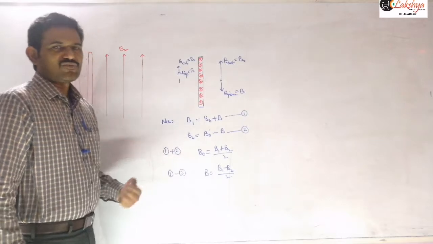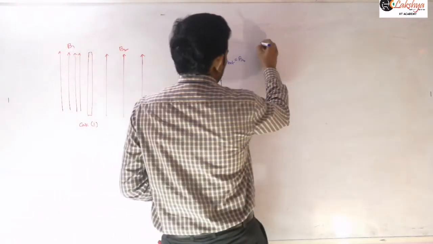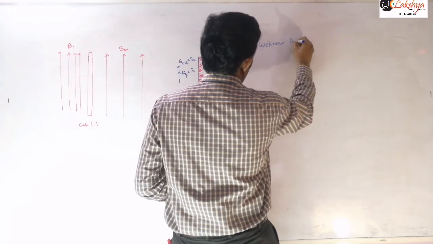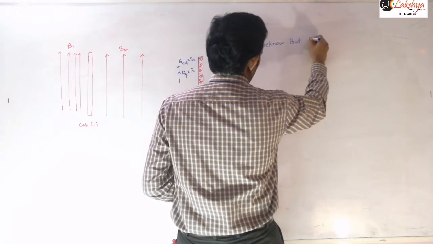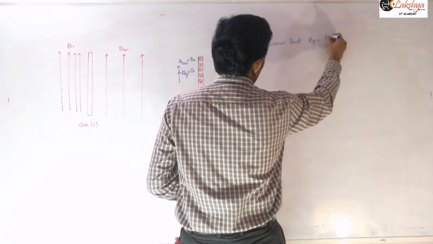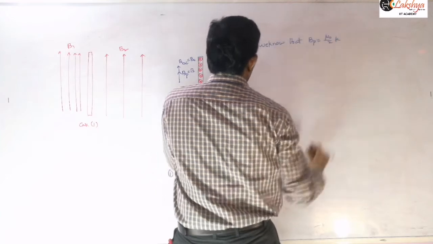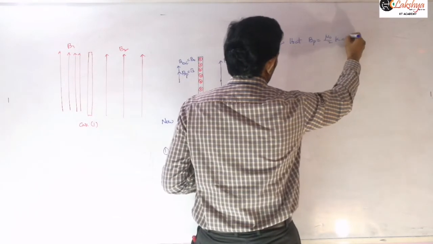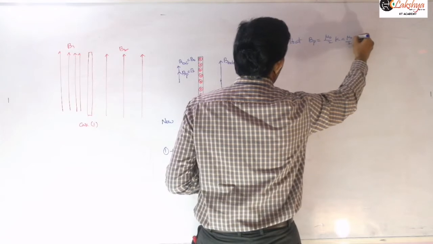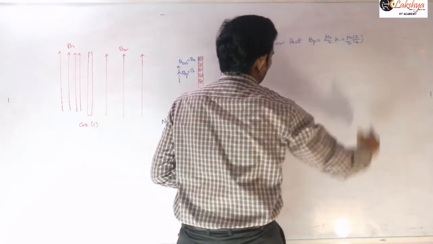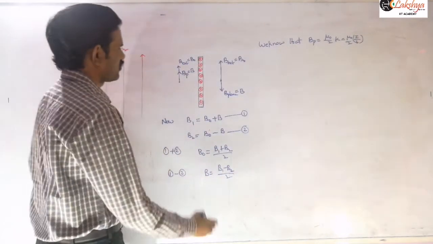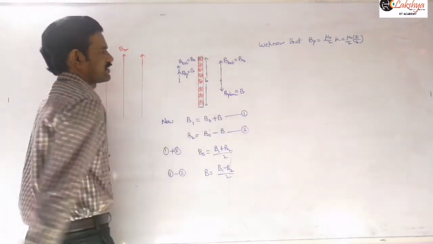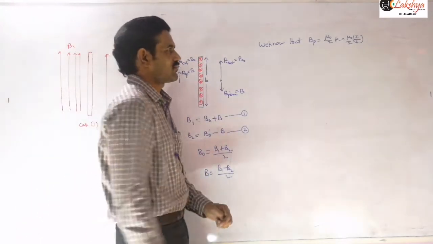But we know that the magnetic field due to the plane we can write as mu naught by 2 into K, the current per unit width, right? Which you can write as mu naught by 2 into I by b. Suppose I am writing this I by b, where b is the width of this plane that I am assuming here, and I is the total current passing through that plane.